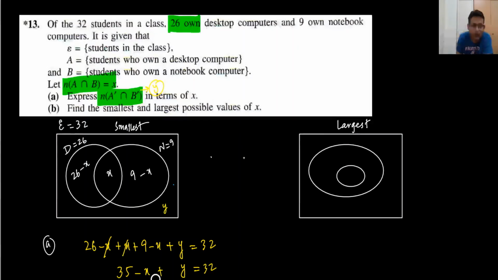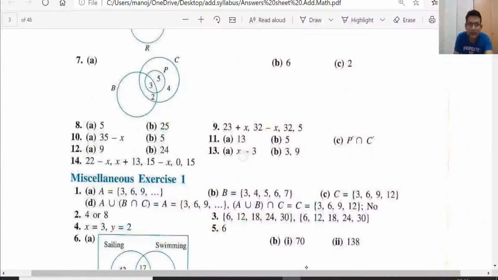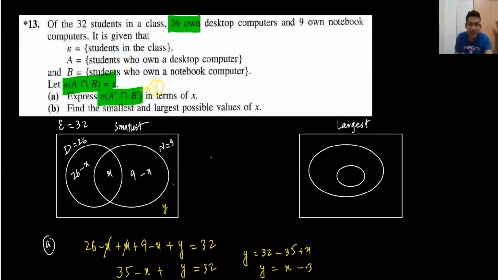And if you want to find the value of x, value of y, so y will be equals to 32 minus 35 plus x. Y equals to x minus 3, and x minus 3 is the right answer, I think so. Yes, x minus 3 is the right answer. Sometimes, sorry, sometimes I never see the question, I just start my work. So we have done the first part perfectly.